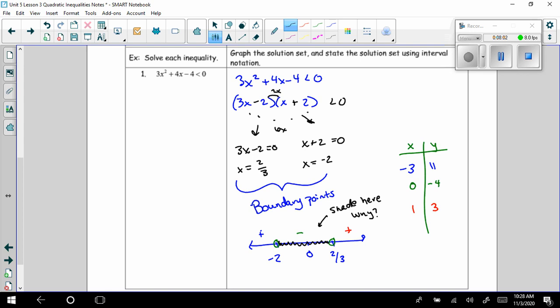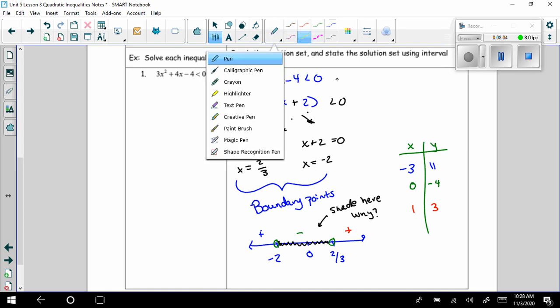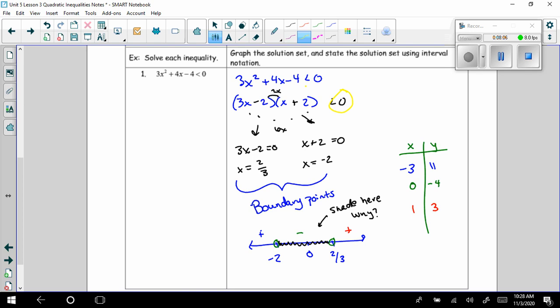It has to do with the fact that this inequality is less than 0, and less than 0 are negative numbers. And so that's where we're shaded, and that's our interval to answer this question. We're going to use parentheses because it is less than. So we have negative 2 to 2/3, which is the interval we talked about on the very first page.